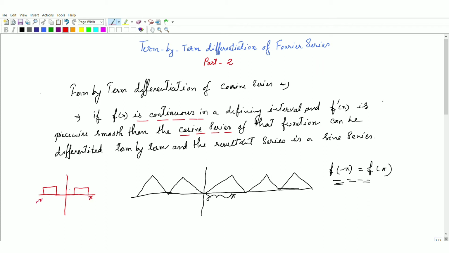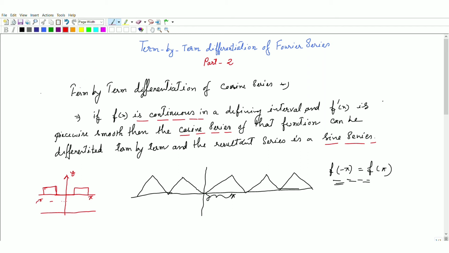You can see that this curve is symmetric about the y-axis, meaning it is an even function, but it is not continuous. For an even function that is not continuous, you will also have a cosine series, but the problem is that the defined function is not continuous. So in this case you cannot do term by term differentiation. After term by term differentiation of a cosine series, the result will be a sine series. That is what has been written here.